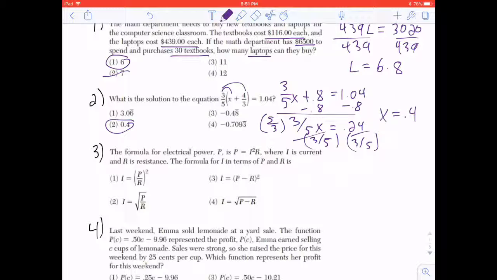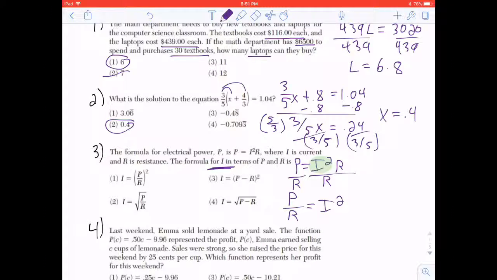Number 3, the formula for electrical power P is P equals I squared R, where I is the current and R is resistance. The formula for I, this means get I by itself, in terms of P and R is what? So if I start with P equals I squared R, if my goal is to get I by itself, the first thing I have to do is divide by R. So I'm left with P divided by R equals I squared.